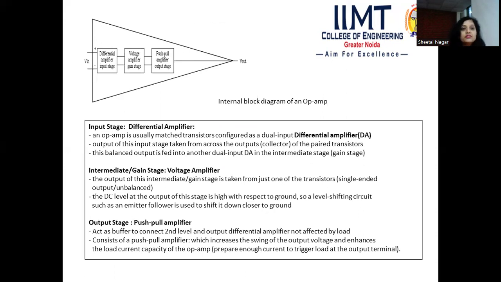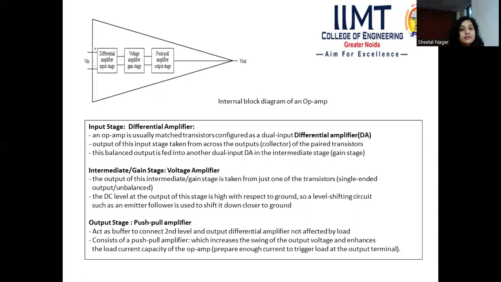We will look at which kind of amplifiers and which kind of amplification we use at the different stages. At the input stage, we use a differential amplifier. What is a differential amplifier? An operational amplifier is usually a matched transistor configured as a dual input differential amplifier. The output of this input stage is taken from the collector of the paired transistors.